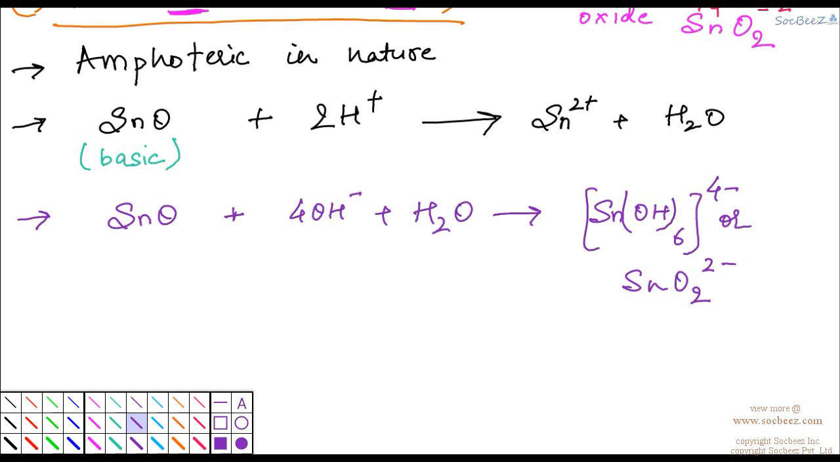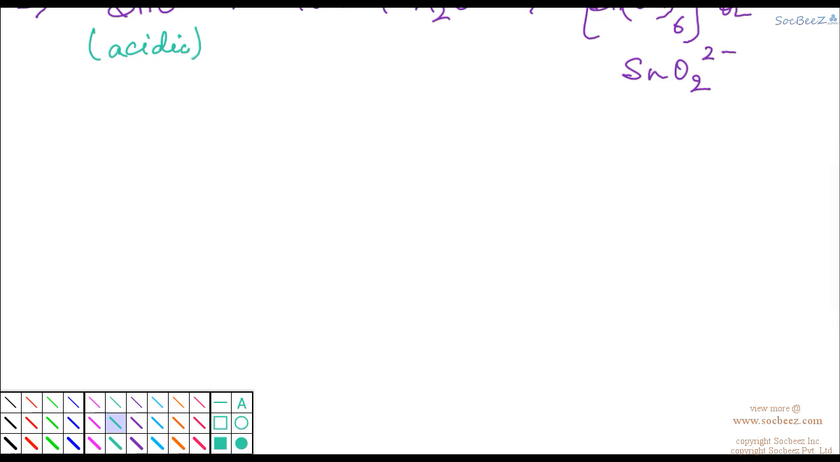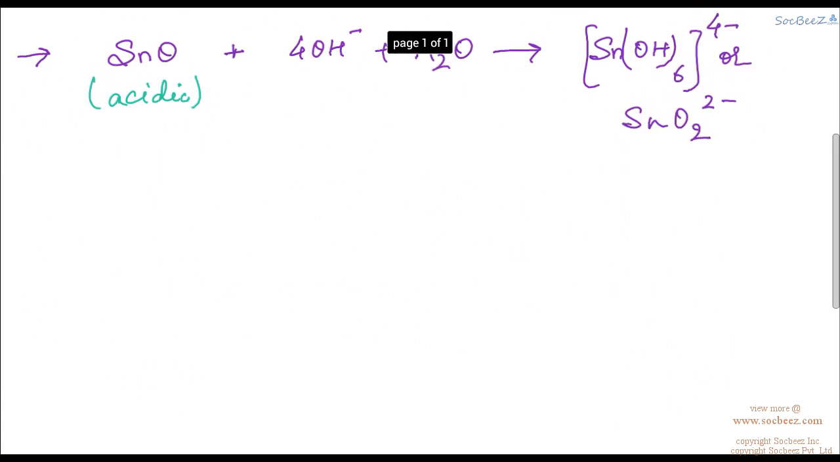In this case stannous oxide acts as an acidic oxide, because it reacts with OH-. So the important point to remember here is these two reactions, and that stannous oxide is amphoteric in nature. Next we are gonna see stannic oxide.